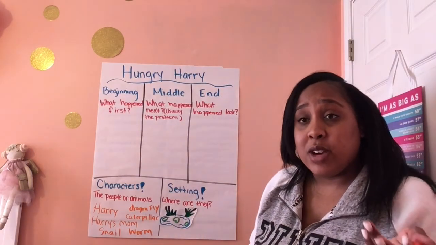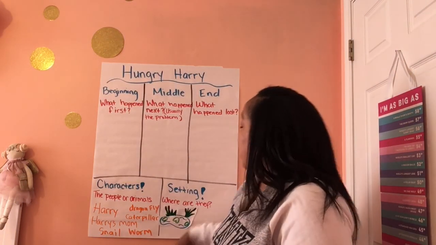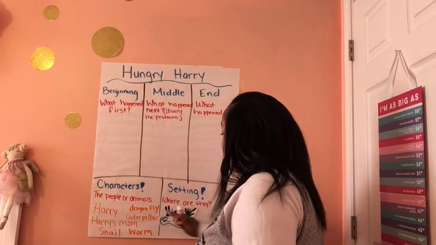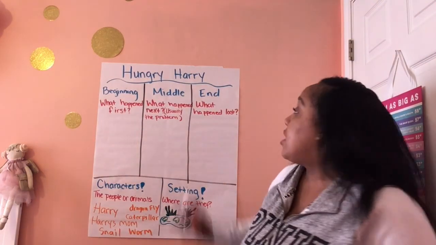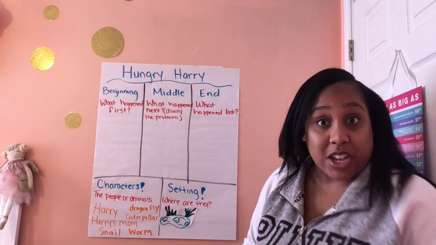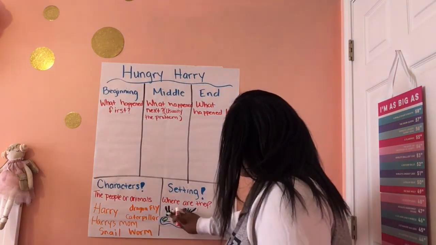And at home, you guys could create your own chart too if you want to do this with me. And you can write and you can make your pictures. I did pictures for the rest of this. But you can do pictures to show the beginning, the middle, end, your characters, and your setting. You could do that with any book that you read this week. And send it to your teacher. That would be great.